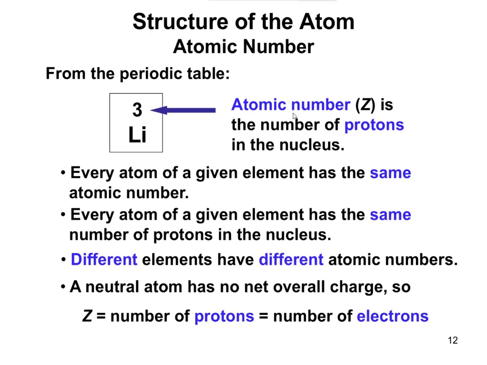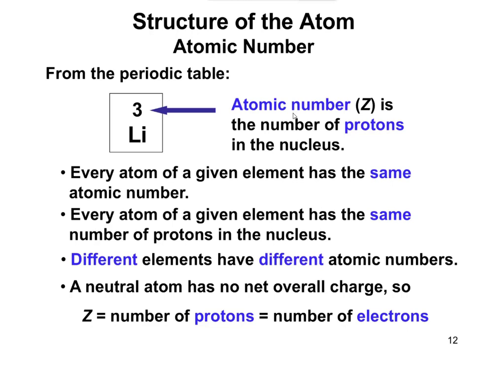Now, every atom is going to have that number that tells us the number of protons in the nucleus, and that means that different elements are always going to have different atomic numbers. So for instance, lithium is going to have number 3, hydrogen is always going to be 1. So you can't have a hydrogen that has 3 protons. If you start adding protons to it, you change the element that you're talking about. So different elements are going to have different atomic numbers.